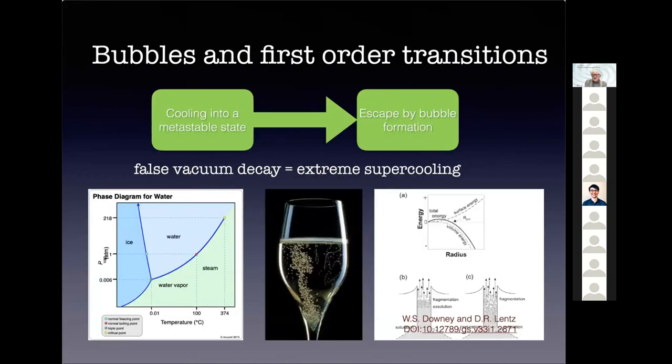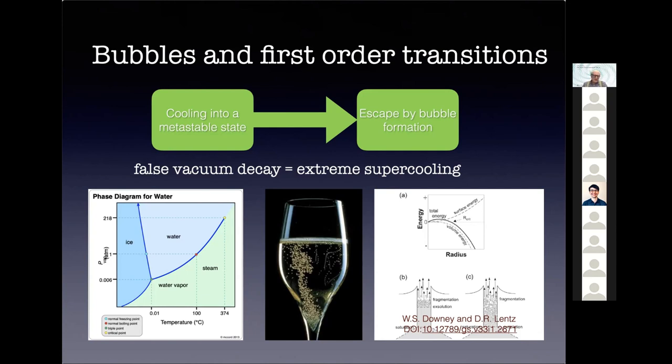I think it's useful to define a first-order phase transition as one that takes place through the nucleation of bubbles. It sort of shortcuts a lot of intermediate stuff. So the rough idea is you have some system that cools into a metastable state and escapes from the metastable state through the formation of bubbles.